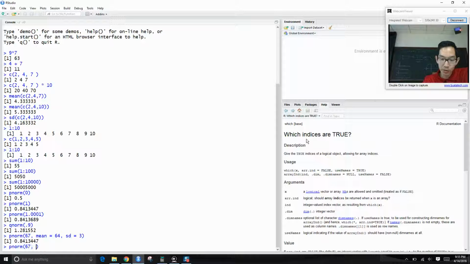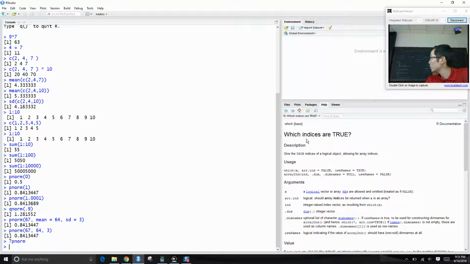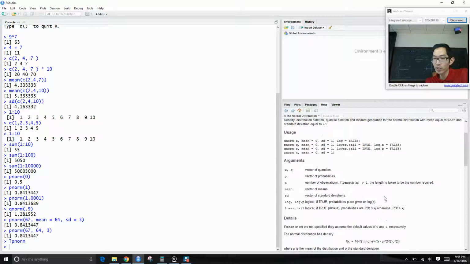There's also shorthand. You don't have to say mean 64, standard deviation 3. You can just give it these numbers, and it will also understand what you're talking about. Anytime you have questions about a function, you can type a question mark and then the function name, like p-norm, and the help will appear over here. When you first read it, it's a little bit overwhelming, but the helpful parts are usage, which tells you how to do these things.